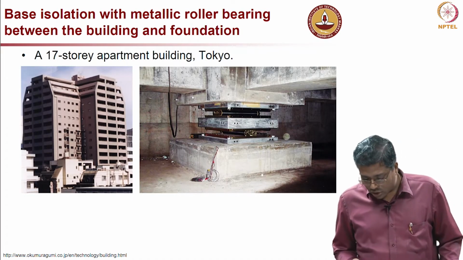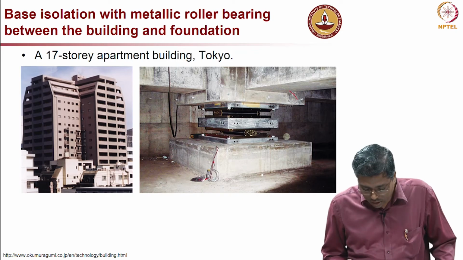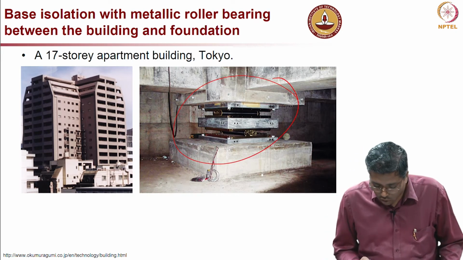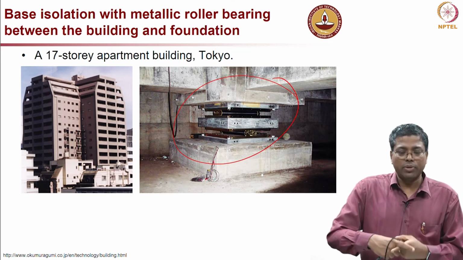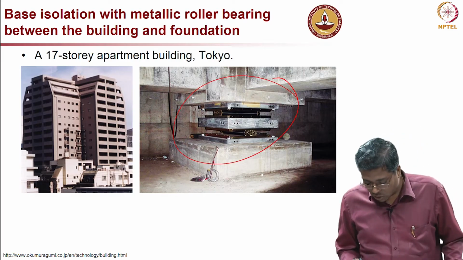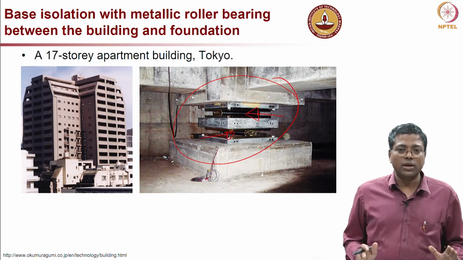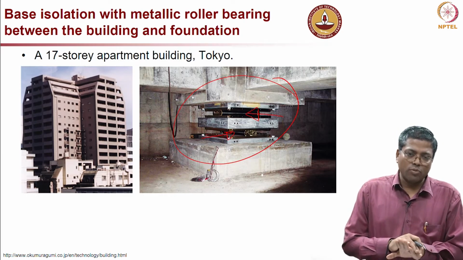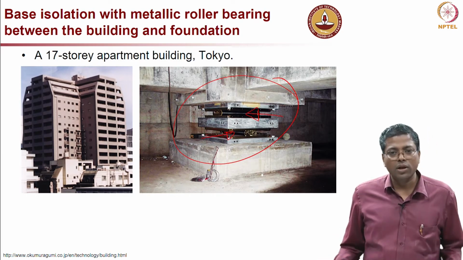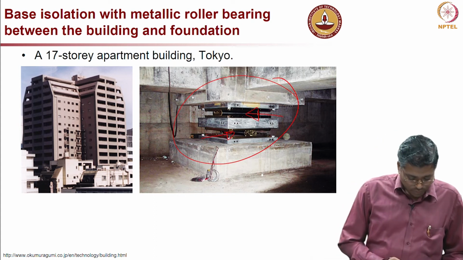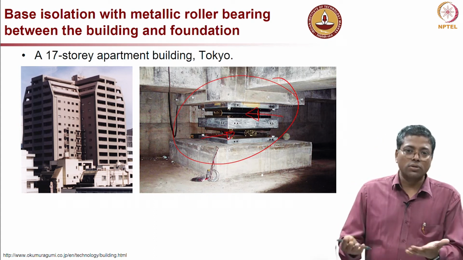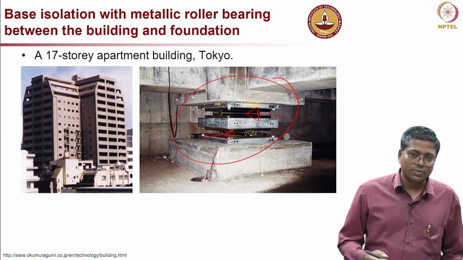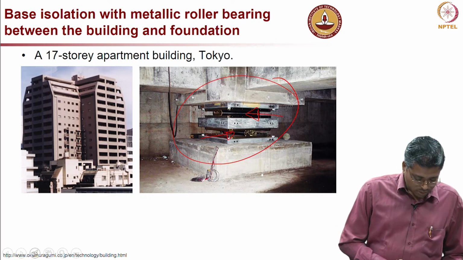Another building in Tokyo, where you can see a similar system. Right here, the rollers are in perpendicular directions. You can see the roller at this level and the roller at this level are in perpendicular directions. So, depending on whichever direction the lateral movements are, the system will adjust to the same, and it will not allow that force to be transferred to the structural members above.